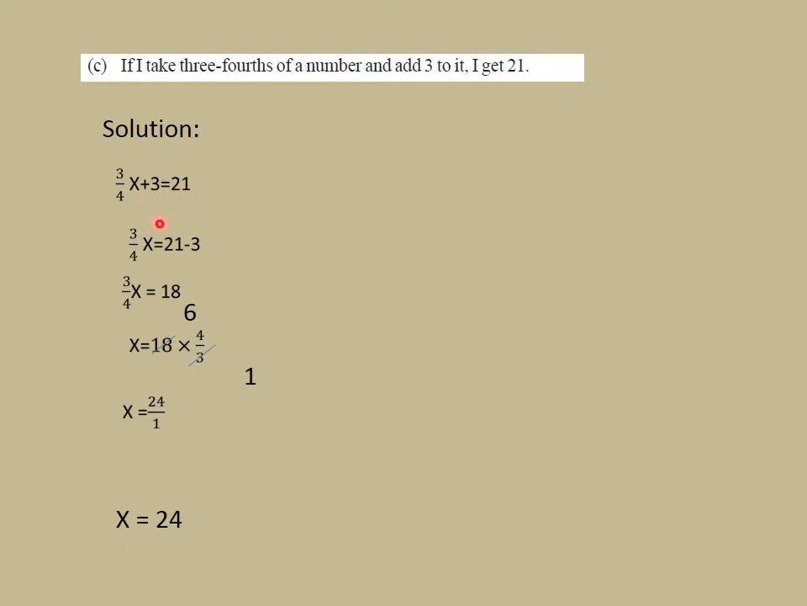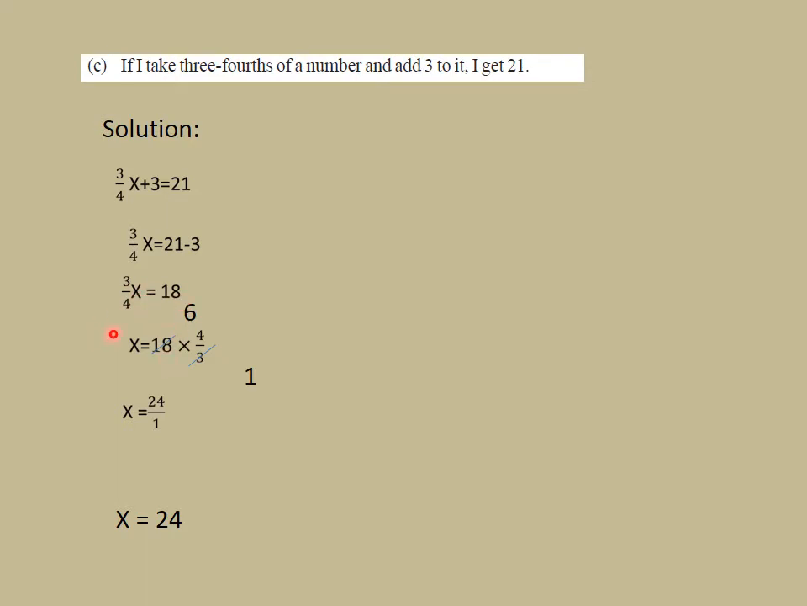Okay. So then how do you solve it? You take plus 3 to the right hand side, and it becomes minus 3. First step, plus 3 goes to the right hand side and becomes minus 3. So 21 minus 3. What is 21 minus 3? It is 18. 3 upon 4 x is equal to 18.